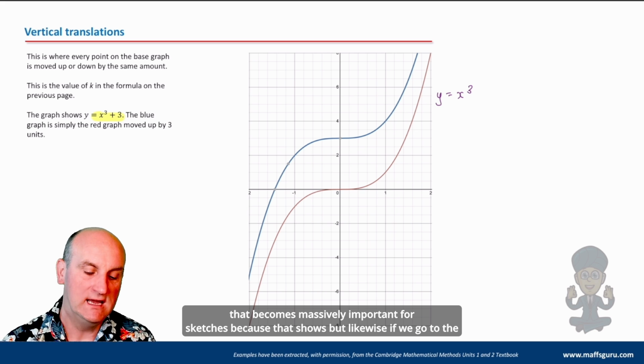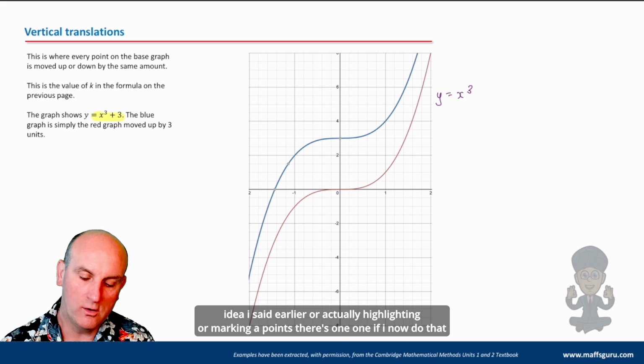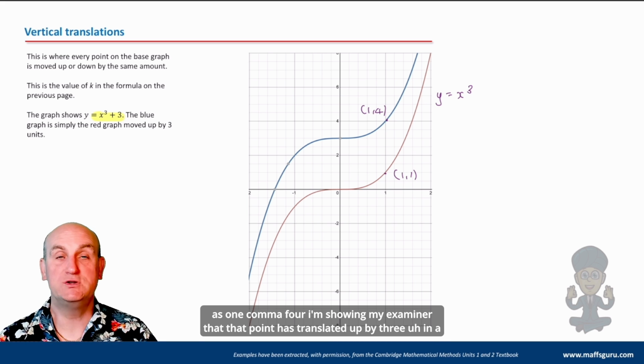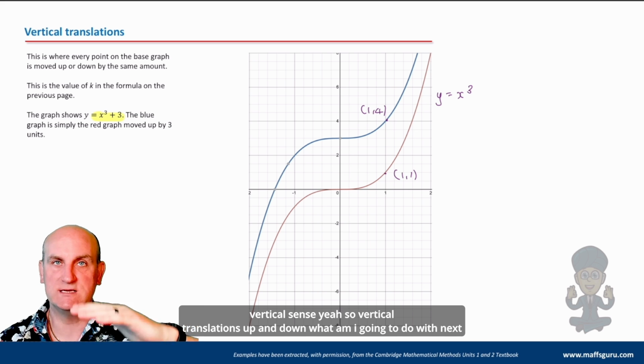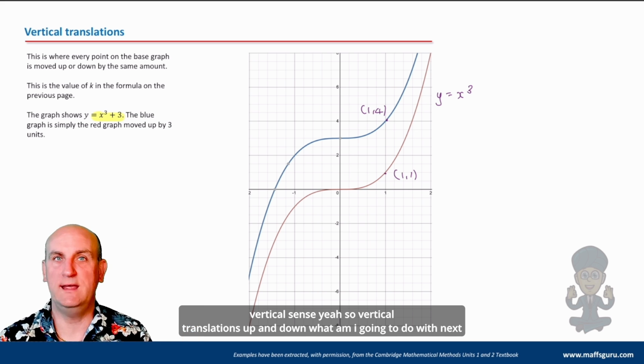But likewise, if we go to the idea I said earlier of actually highlighting or marking a point, there's 1, 1. If I now do that as 1, 4, I'm showing my examiner that that point has translated up by 3 in a vertical sense, yeah? So vertical translations up and down. What am I going to deal with next?